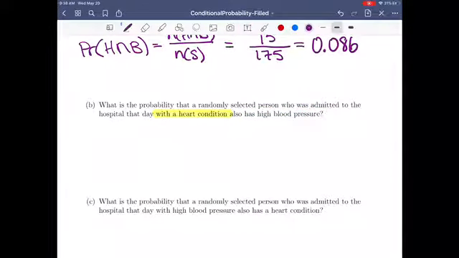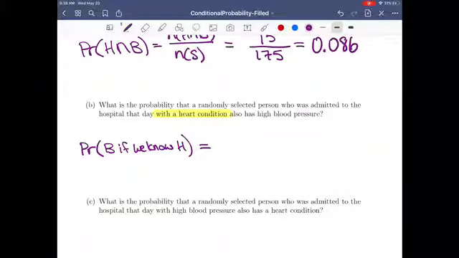This is the idea behind conditional probability. We know something about who we're going to pick from, or the group that we're going to pick from. So the way I'm going to write this is the probability of B if we know H.